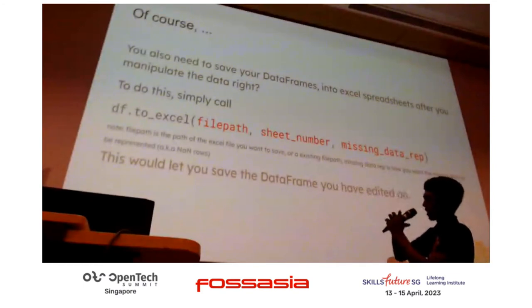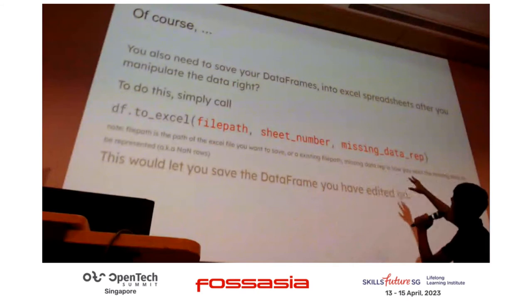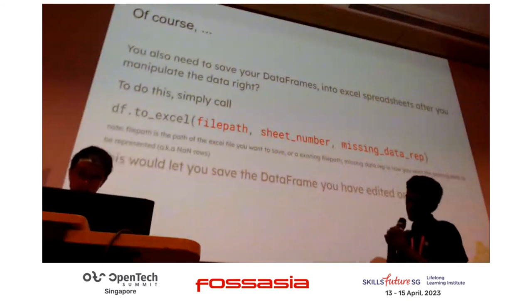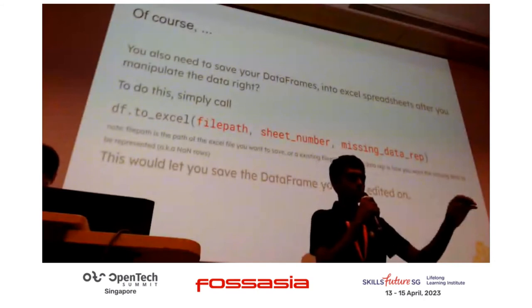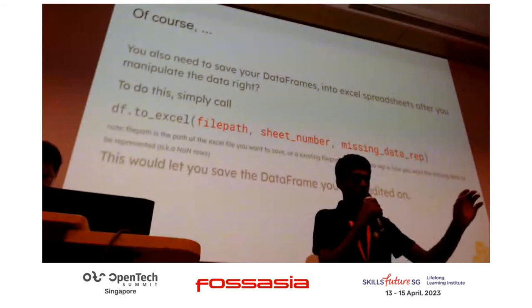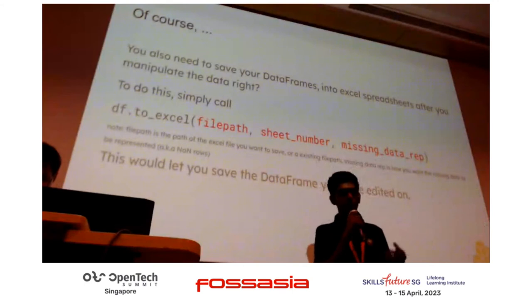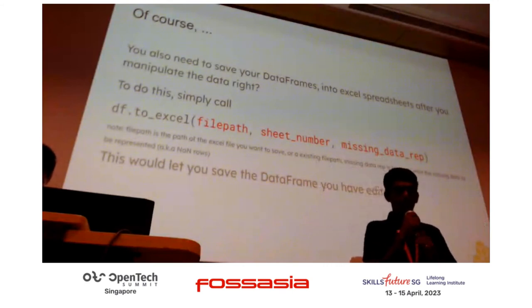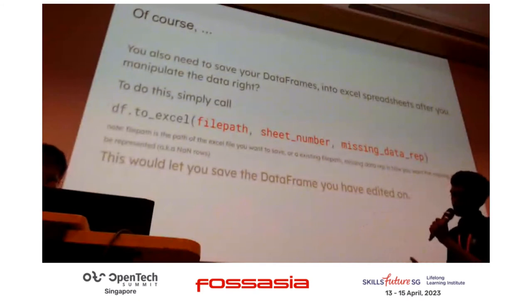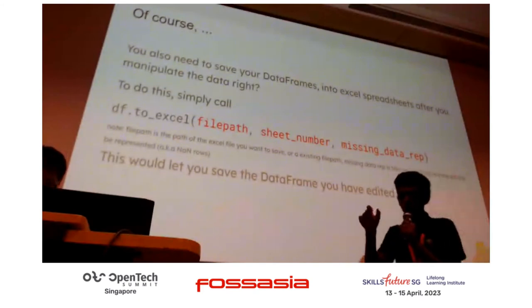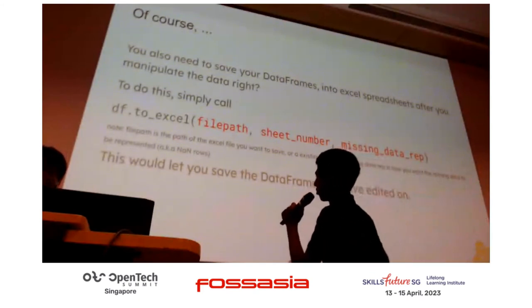And then there's the missing data representation parameter. What this does is that if you have empty cells or missing data in some cells of your data frame, when you pass in this parameter, those cells will be represented with NaN rows.